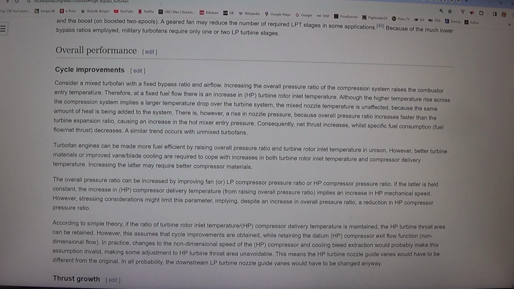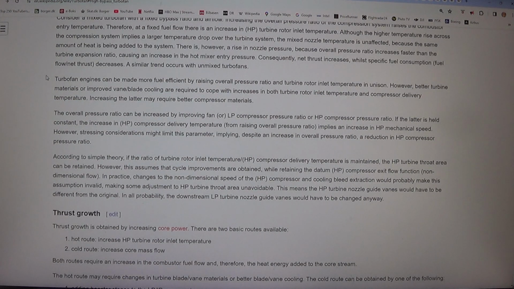Turbofan engines can be made more fuel efficient by raising overall pressure ratio and turbine rotor inlet temperature in unison. However, better turbine materials or improved vane/blade cooling are required to cope with increases in both turbine rotor inlet temperature and compressor delivery temperature. Increasing the latter may require better compressor materials. The overall pressure ratio can be increased by improving fan, or LP compressor pressure ratio or HP compressor pressure ratio.